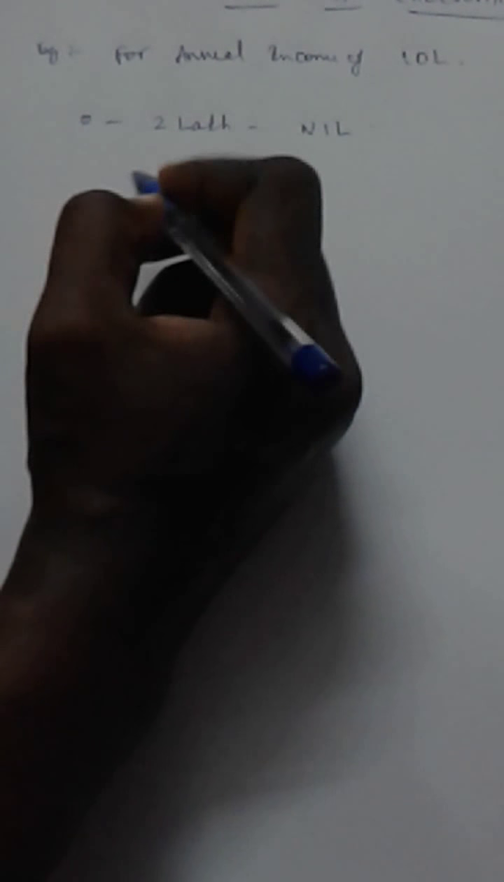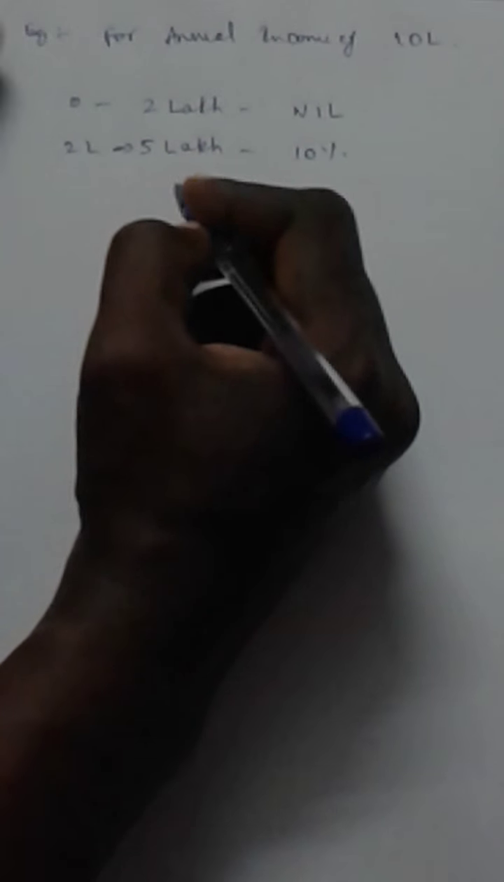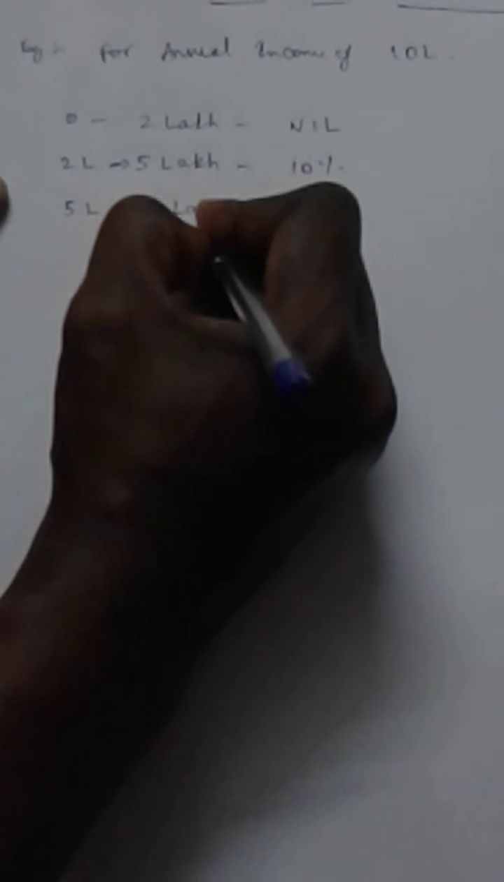For example, if your salary is between 0 to 2 lakh, it's nil. You don't need to pay any tax. You are not eligible. If it is between 2 lakh to 5 lakh, it's 10%. I'll explain after how it works. If it is 5 lakh to 10 lakh, it is 20%.